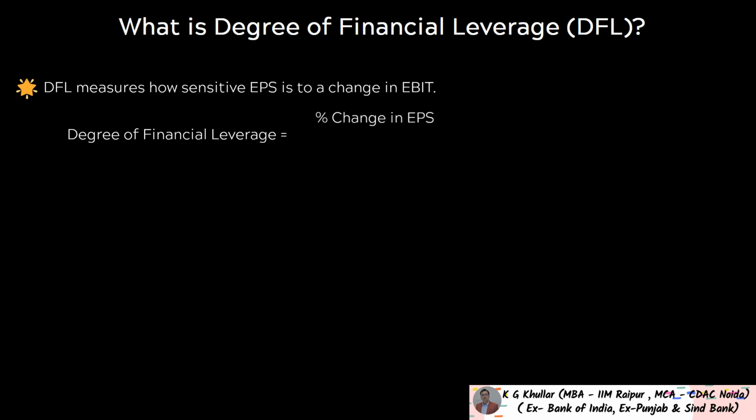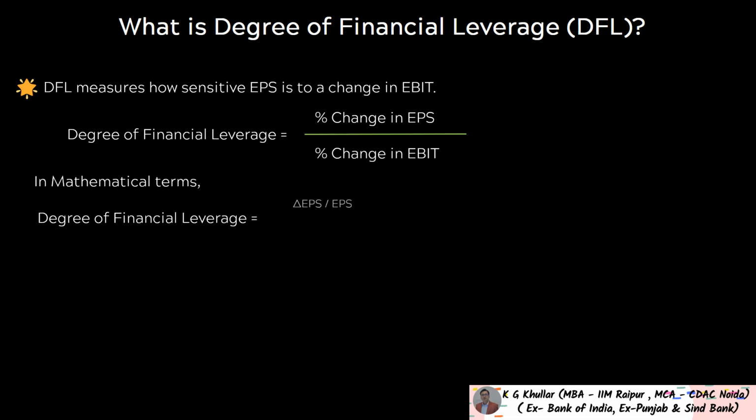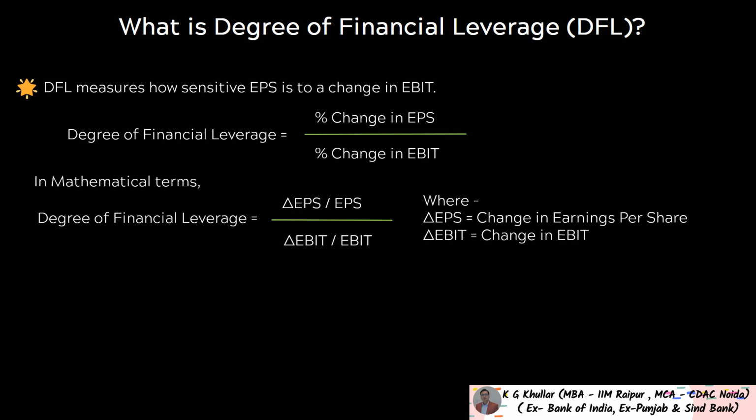Next friends, degree of financial leverage measures how sensitive EPS is to change in EBIT. And it is the ratio of percentage change in EPS divided by percentage change in EBIT. Or mathematically, it is simply delta EPS divided by EPS and whole of this divided by delta EBIT divided by EBIT, where delta EPS is change in earnings per share and delta EBIT is change in EBIT. Friends, this formula helps assess how a change in operating profit affects shareholder returns.